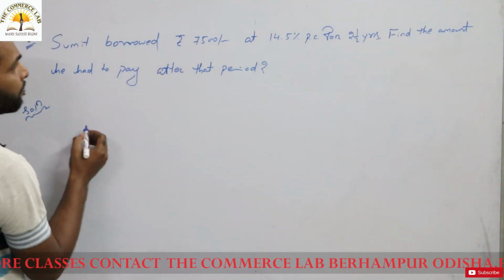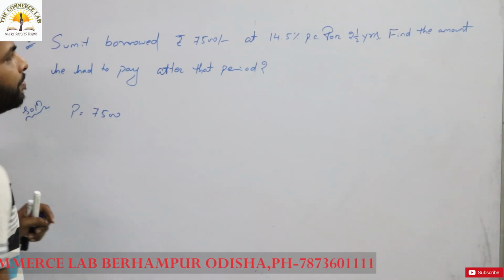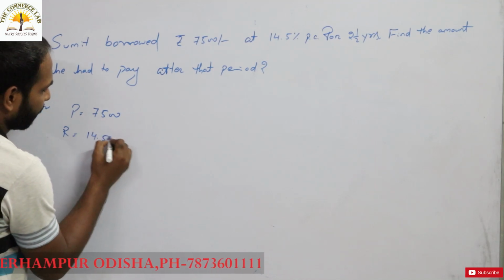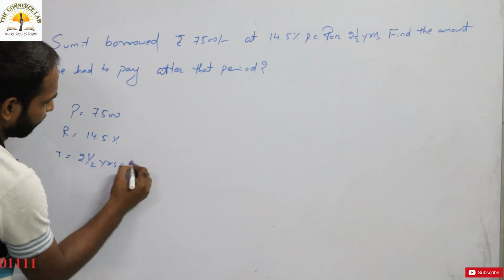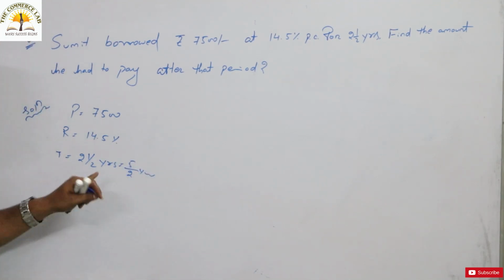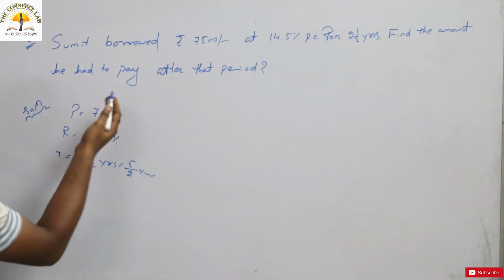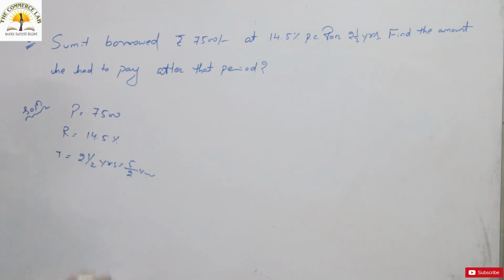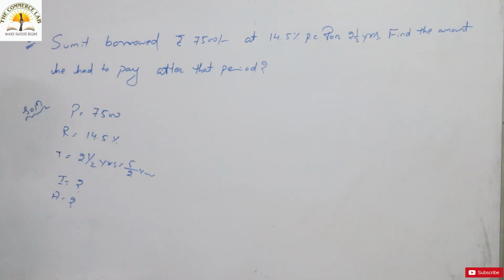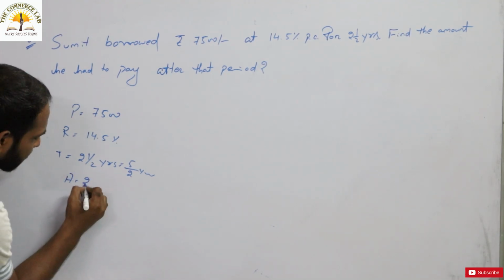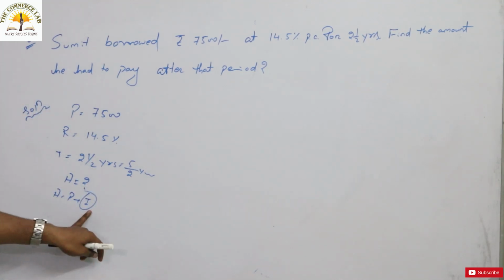So let's first write the data given. P equal to 7,500, R equal to 14.5% per annum, T equal to 2.5 years, or it can be written as 5 by 2 years. So find out the amount here to pay. Amount, it is just amount. Let's find out first I before going for amount, because A equal to P plus I.